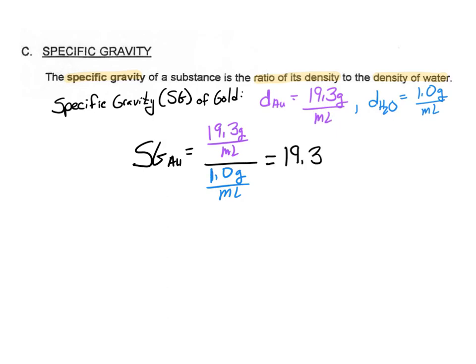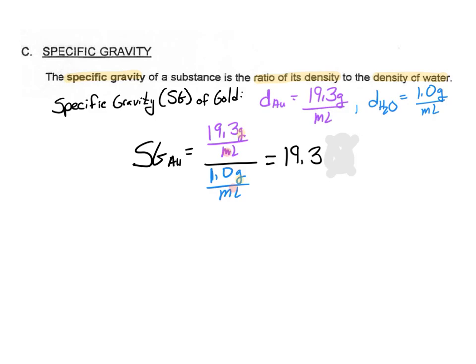Now what units are left? It ends up that the grams and the milliliters all cancel out, so that we only have 19.3 with no units. And that's what's very different about the specific gravity. The specific gravity of gold in both the American units and in the metric system is 19.3.